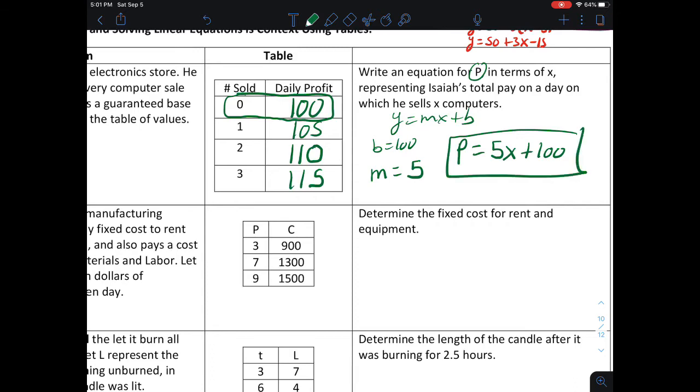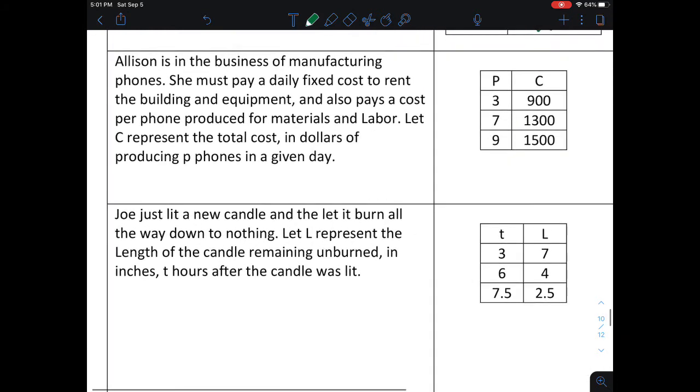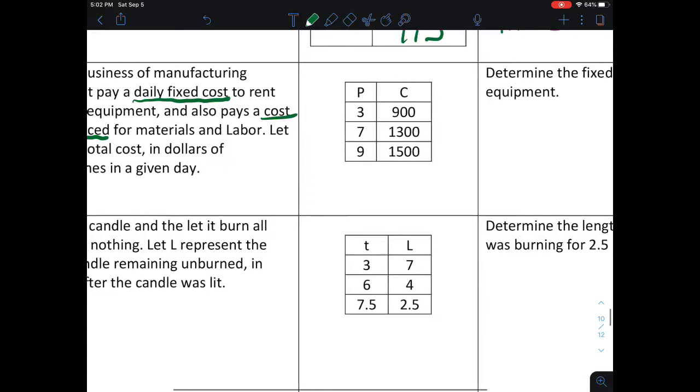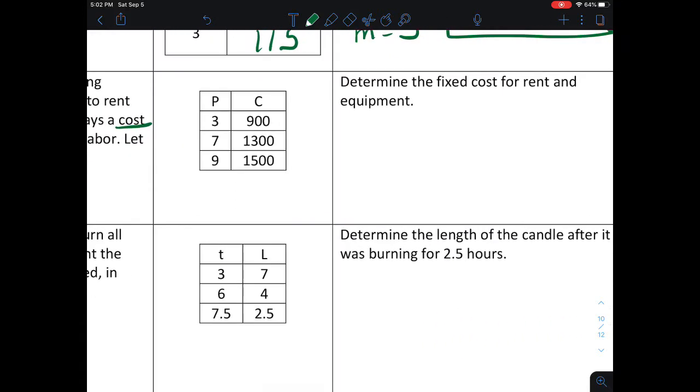Now let's look at a different style problem. So Allison is in the business of making phones. She's got to pay a daily fixed cost to rent the building and equipment. She also pays a cost for every phone. So there's a cost per phone that's made, but just for materials and labor. And so the end game is to figure out, well, what's the fixed cost if you didn't have to make any phones?